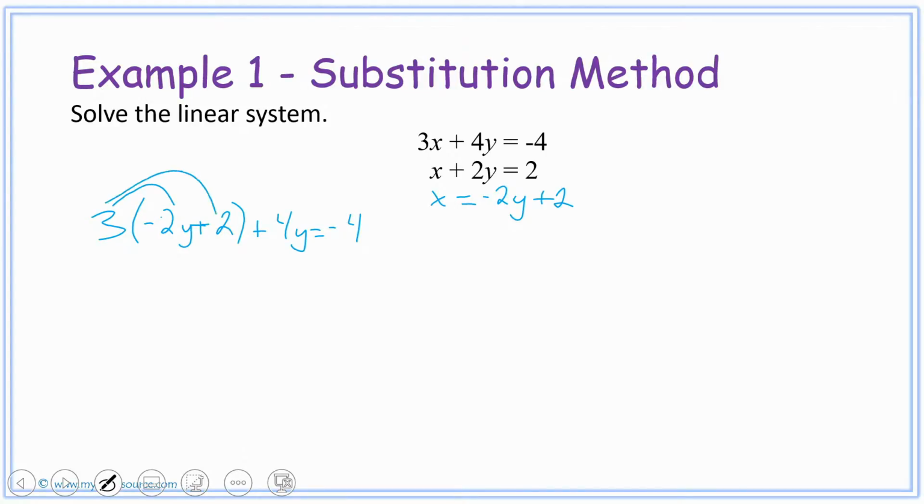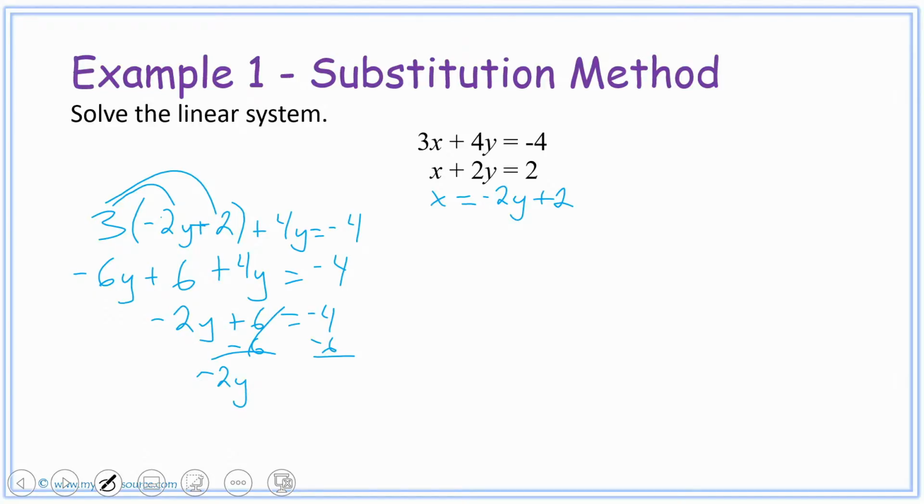So if we distribute into that expression, we have 3 times negative 2 is negative 6y. 3 times 2 is 6. And then we add that on to 4y, and that will all equal negative 4. Alright, so we can collect the like terms together. Because we have negative 6y and 4y, that will give us negative 2y plus the 6 equals negative 4. We can continue by subtracting 6 on both sides, and we have negative 2y equal to negative 10. Dividing both sides by negative 2, we get y is equal to positive 5.